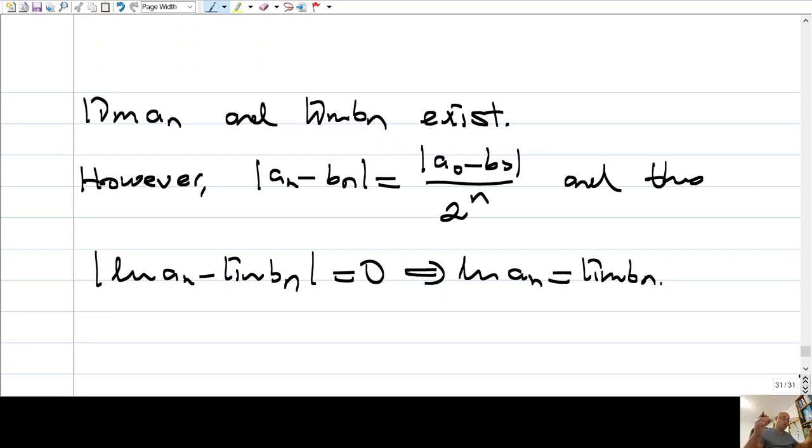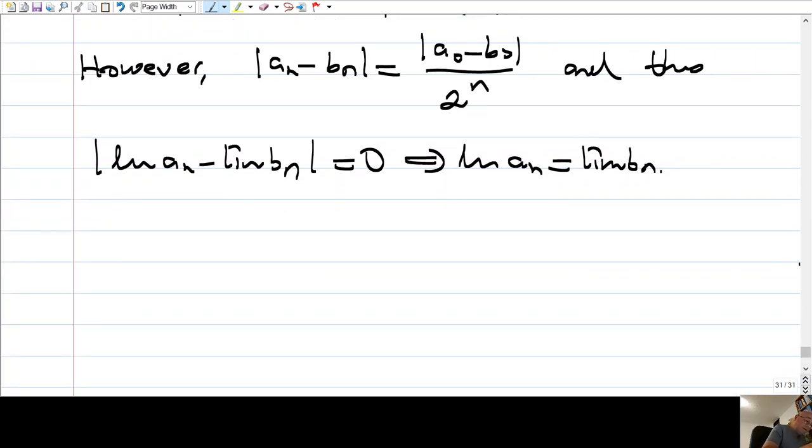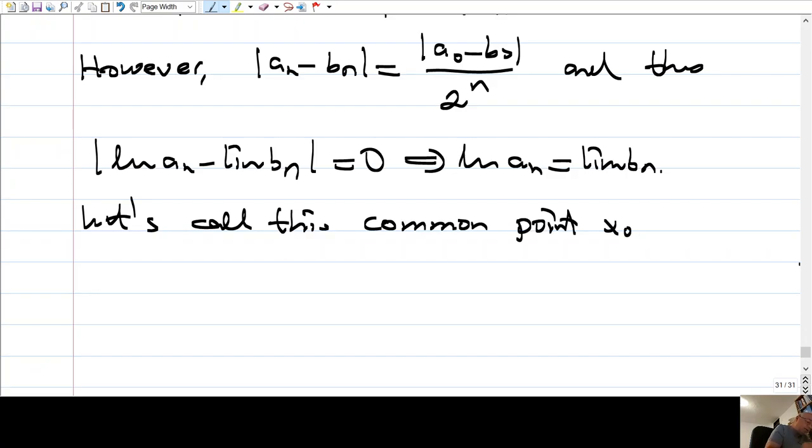Right? These sequences are converging, but the distance between the terms is getting smaller and smaller. Therefore, the limits are the same. So what do we have? Let's call this common limit x_0, okay? So x_0 is just the limit of a_n, and that's also equal to the limit of b_n.